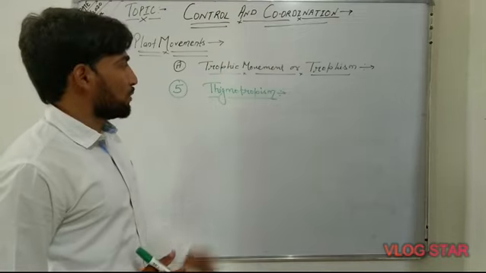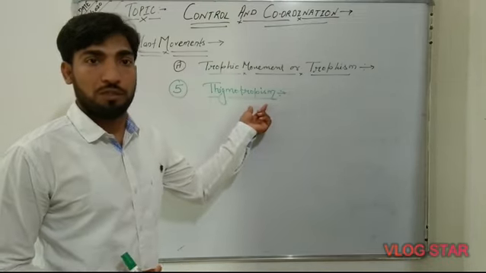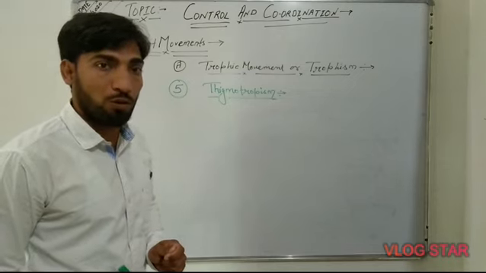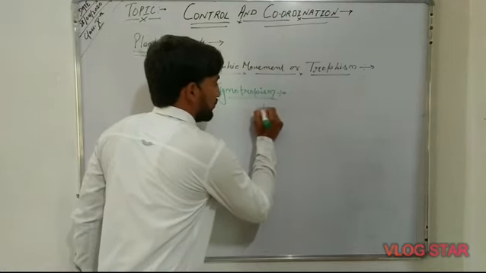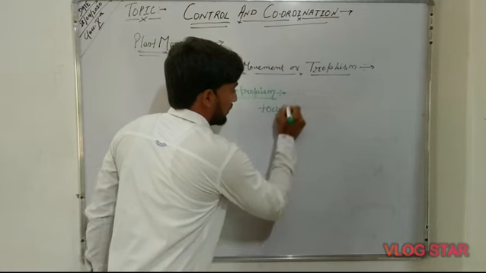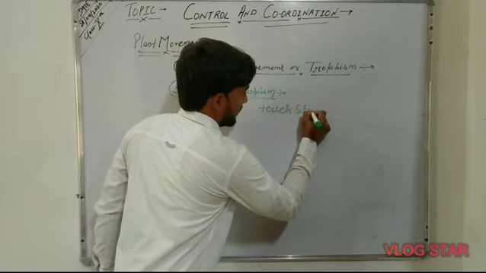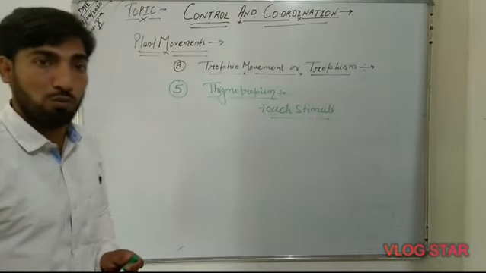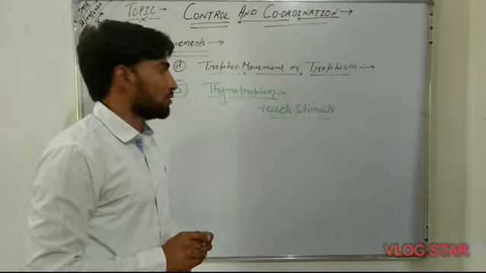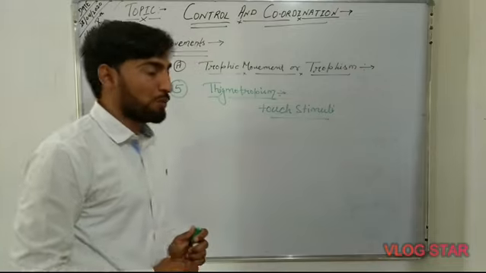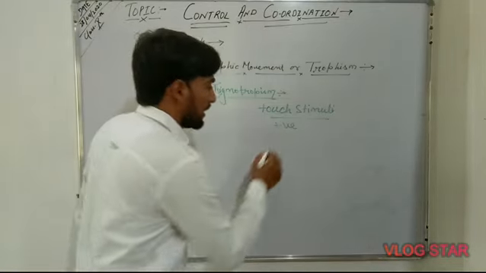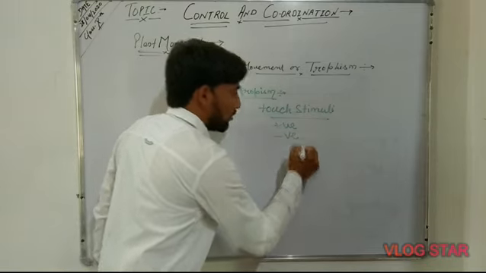Our fifth tropic movement is thigmotropism. Thigmotropism is the movement of plant parts or plant organs in response to touch stimuli. If a plant part moves towards a touch, it is known as positive thigmotropism. And if a plant part moves away from touch, then it is known as negative thigmotropism.